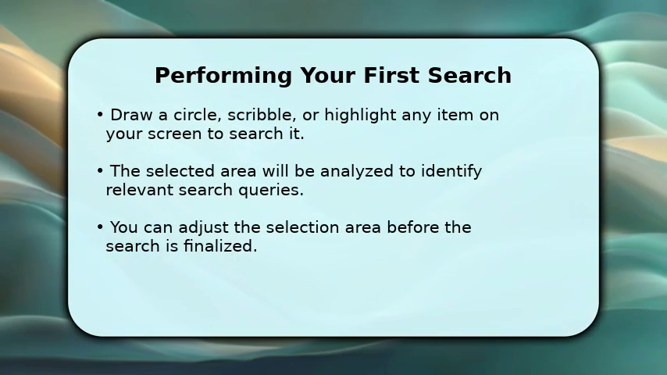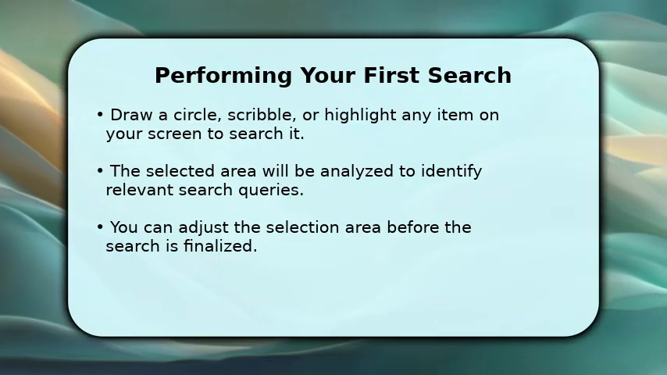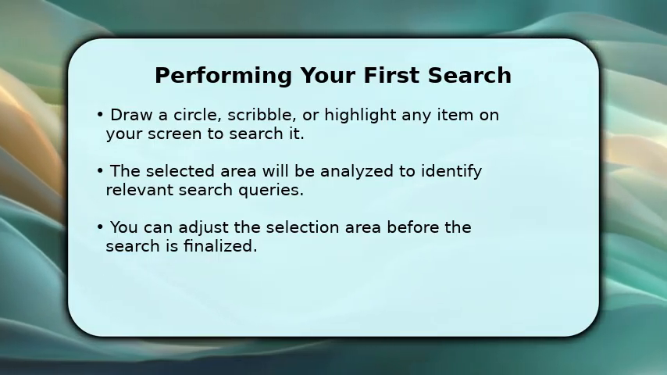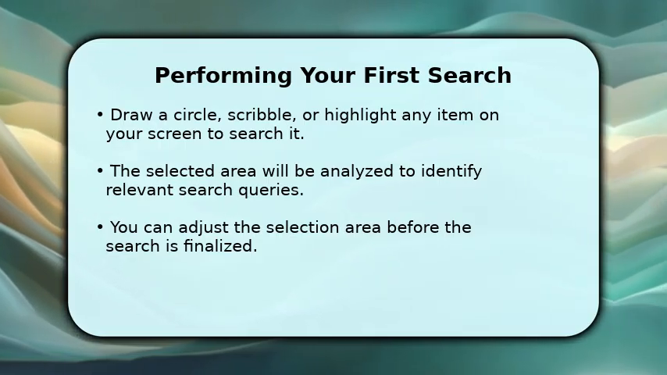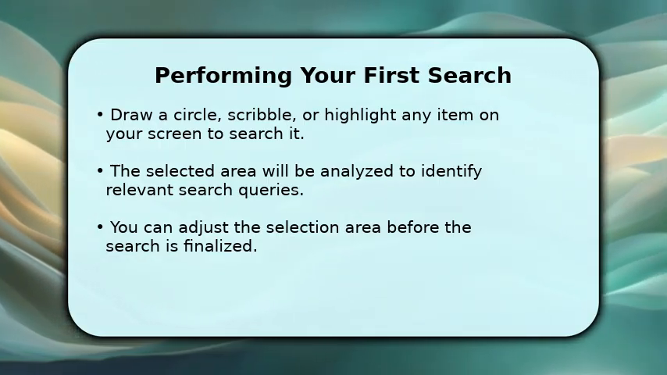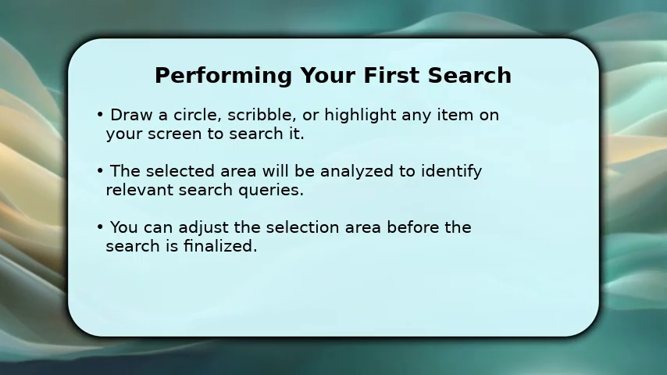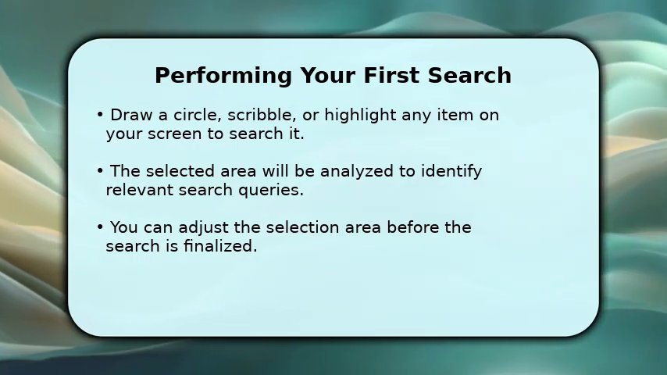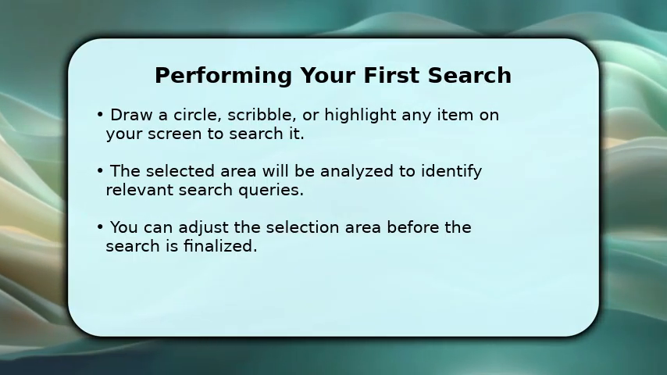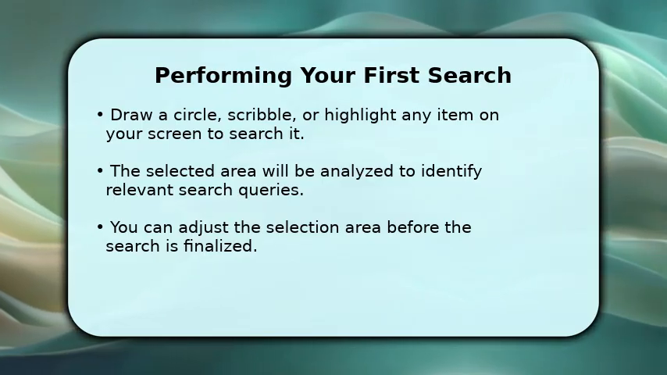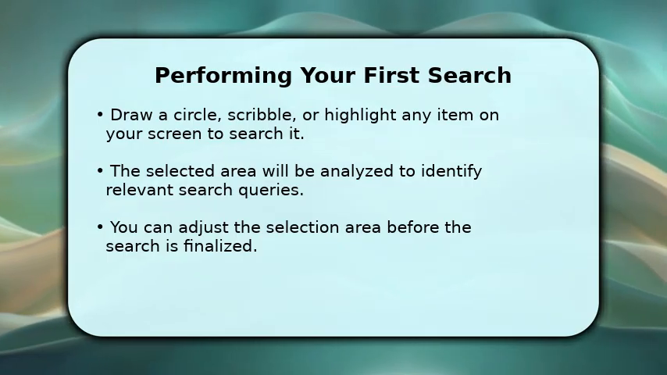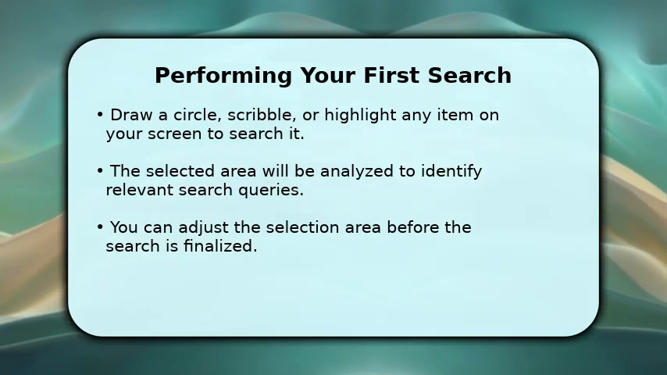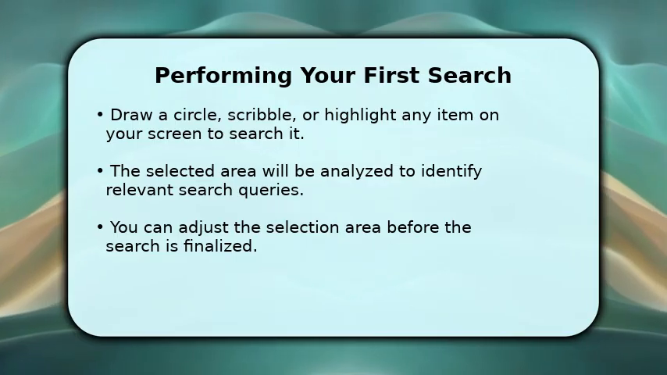Now that Circle to search is active, it's time to perform your first search. Simply draw a circle, scribble, or highlight any object or text directly on your screen. For instance, if you see a cool pair of shoes, just circle them. The system will then analyze your selection to generate relevant search results. You even have the flexibility to adjust the selected area before the search is finalized, ensuring you get exactly what you're looking for. It's incredibly precise and user-friendly.